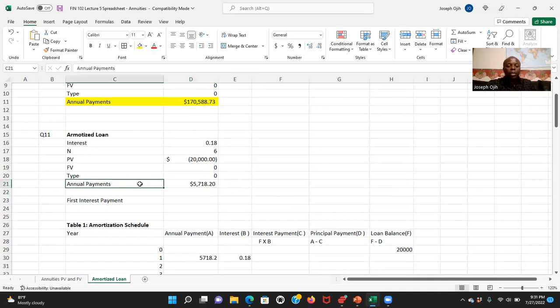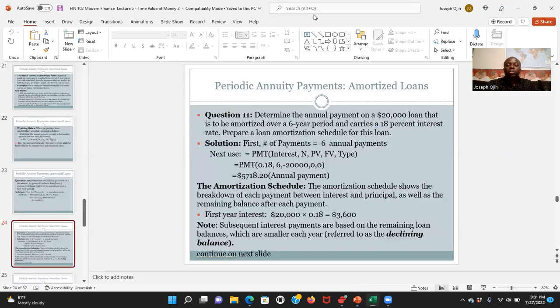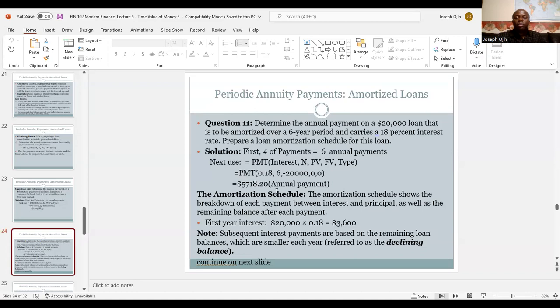So now we have answered the first part of the question. This is how much you pay annually: $5,718.20, which you can also see in the presentation here. Now the second question said, prepare a loan amortization schedule for this loan. Okay, so let us do that.